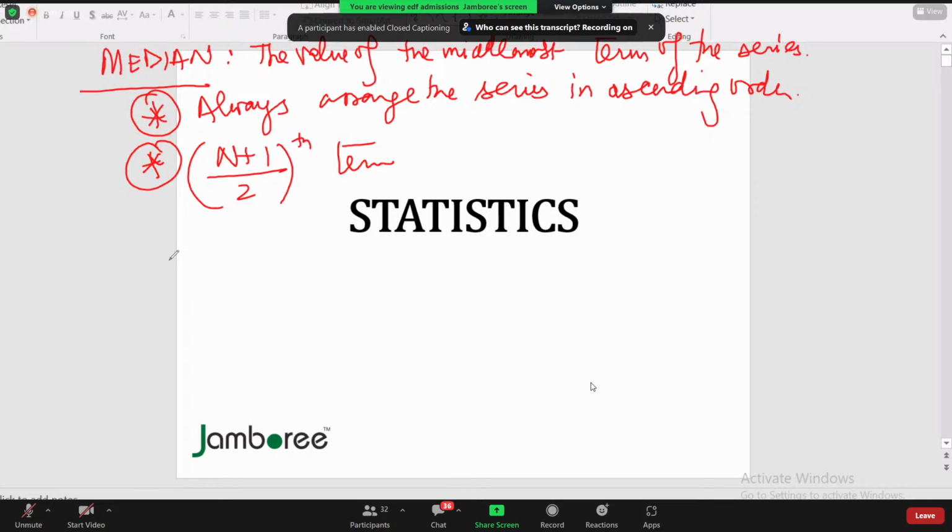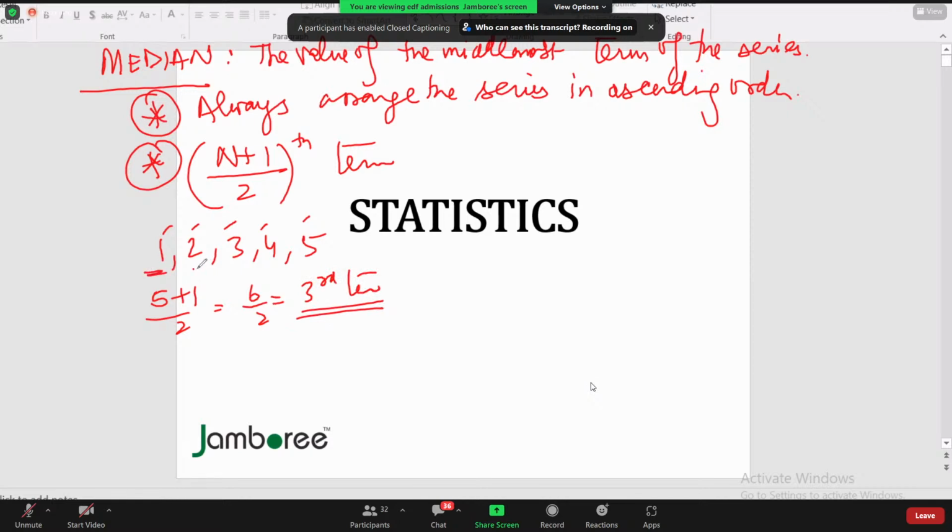Let's say the terms go by 1, 2, 3, 4, 5. Automatically the series is given in ascending order, so no need to do anything about it. Then you need to find the (n plus 1) by 2th term. The number of terms in this series is 5, so it will become 5 plus 1 by 2, that will become 6 by 2, that will become the third term of the series. So I just need to find the value of the third term of the series.